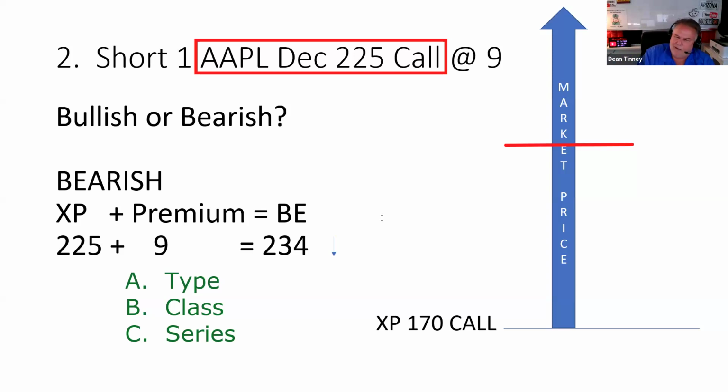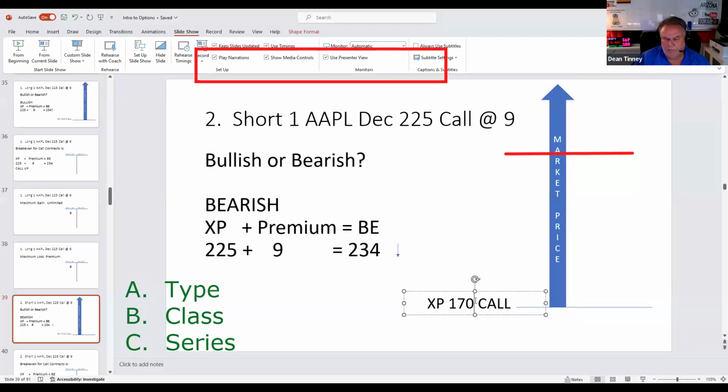All right, so now we're moving on to our second position. Tonight's class is about basic options. We've talked about a long call. Now we're going to talk about a short call. I always like to think that options are about floors and ceilings.